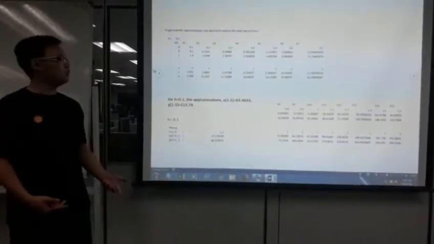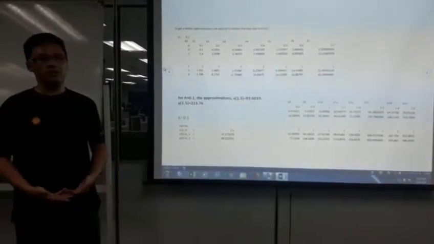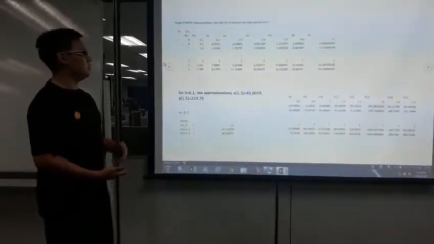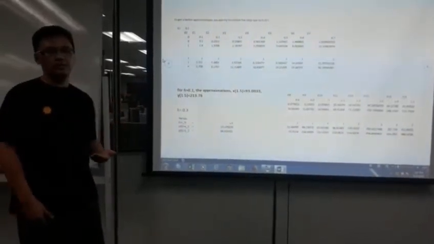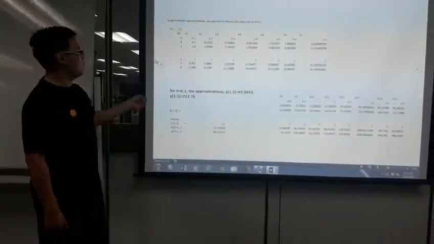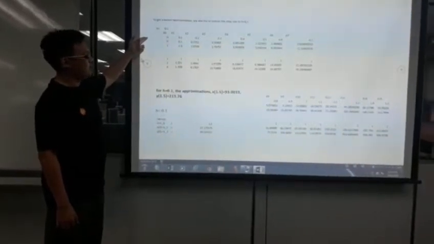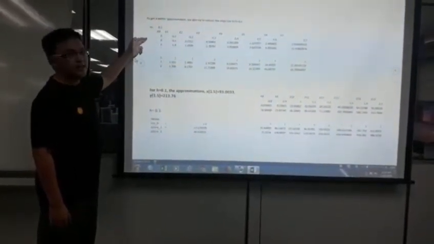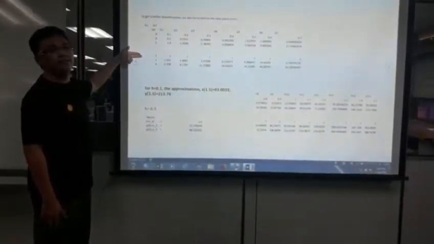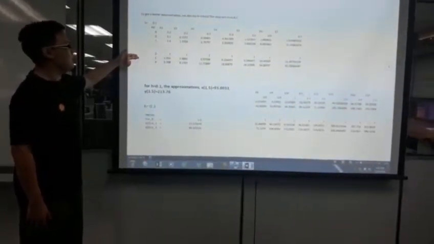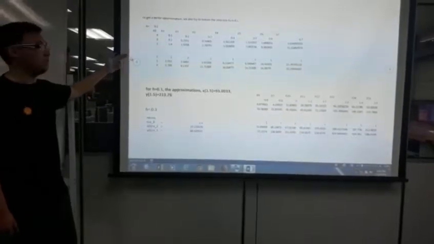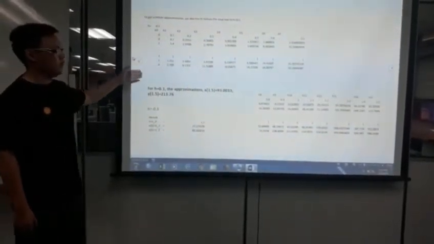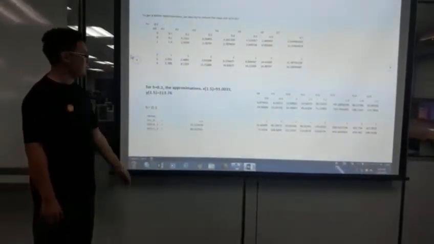In order to get a better approximation, we try to reduce the step size from 0.3 to 0.1. When we use the step size h equal to 0.1, we can get these values of x and also the value of f(x). Since our step size is 0.1 and we need the approximate value at t equals 1.5, we have 15 iterations.